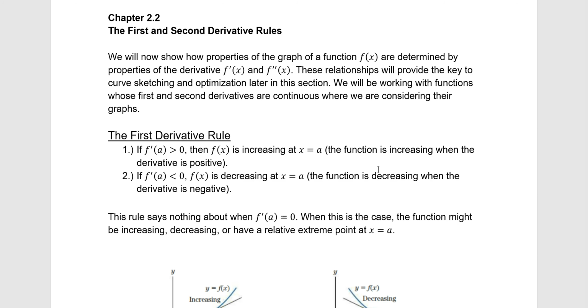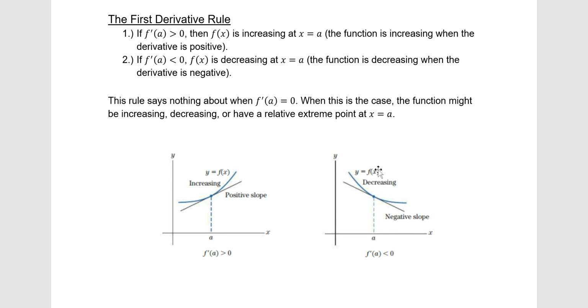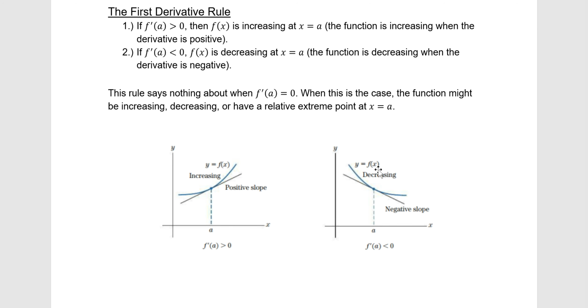So now we're going to be showing how properties of the graph of f of x are going to be determined by the derivatives f prime and f double prime. Starting with the first derivative rule, we're going to have a couple rules in this section, and the first one is the first derivative rule.